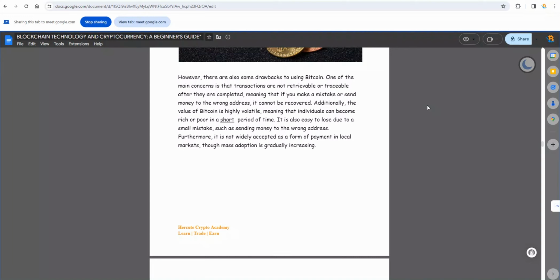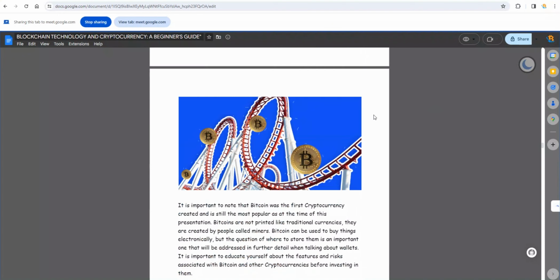We've already mentioned that. Furthermore, it is not widely accepted as a form of payment in local markets, though mass adoption is gradually increasing. So those are some of the risks and disadvantages of Bitcoin. Well, it's not widely accepted. Not everywhere you can go and make payments using cryptocurrency, but if you go to most advanced countries, it's actually very easy to do your shopping and pay using cryptocurrency.